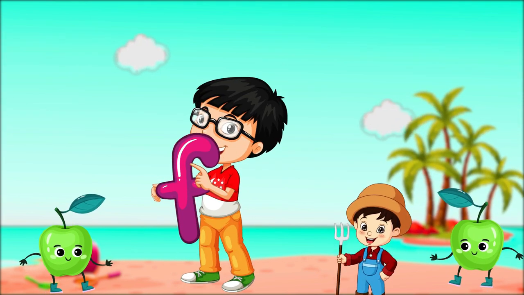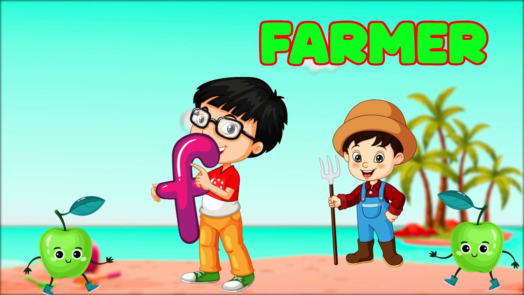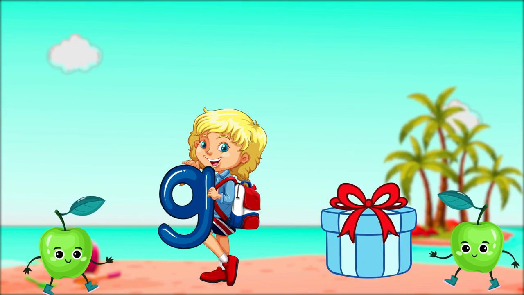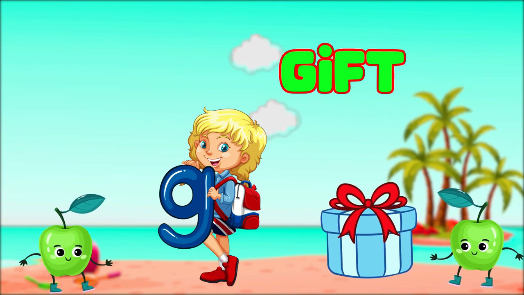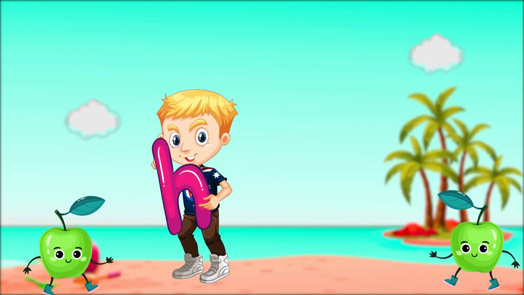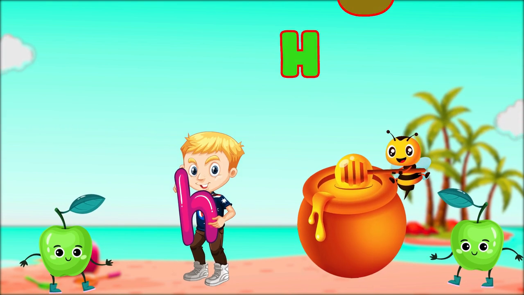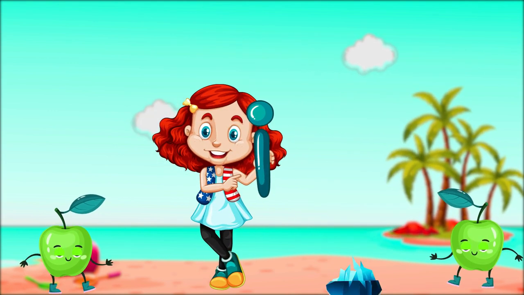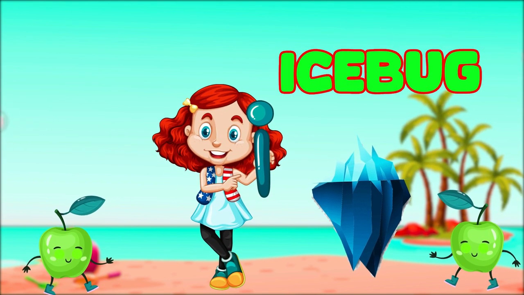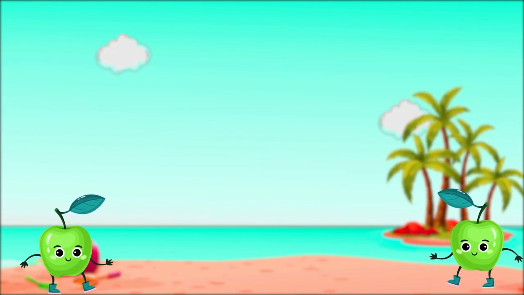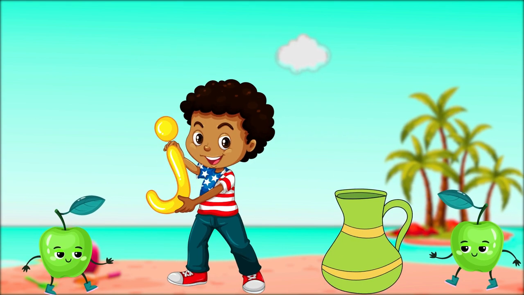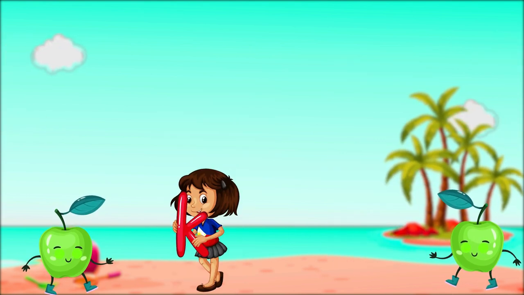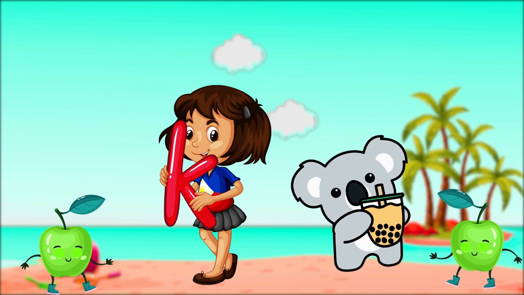F is for farmer. G is for gift. H is for honey. I is for iceberg. J is for jug. K is for koala.